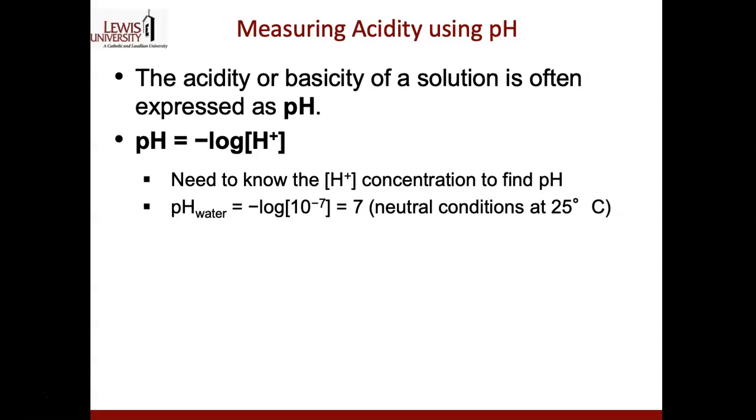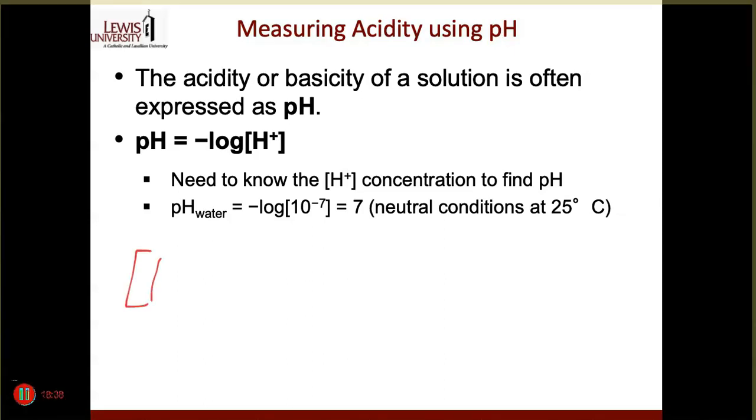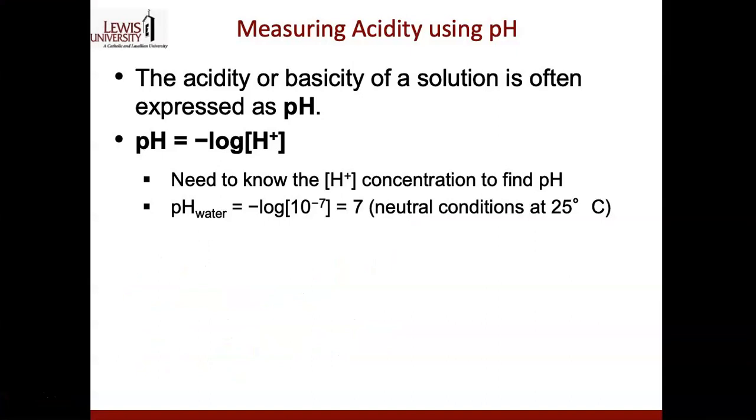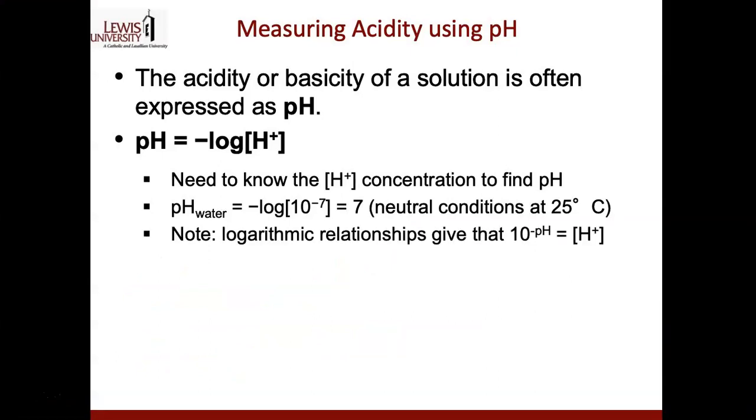Okay. Now, this is a logarithmic relationship. So it's a log base 10 unit, which means that if you have the pH, you could also find the concentration of H+, right? So it reasons that the concentration of H+ is going to be equal to 10 to the negative pH. So for a neutral pH, pH is 7, concentration of hydronium ion is 10 to the minus 7th, right? 1.0 times 10 to the minus 7th. So you can go both ways with that.